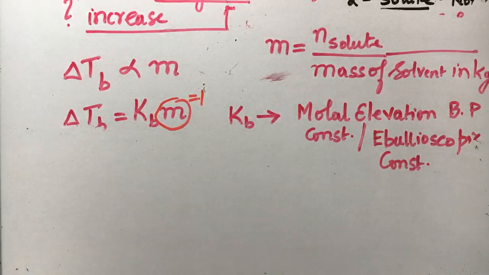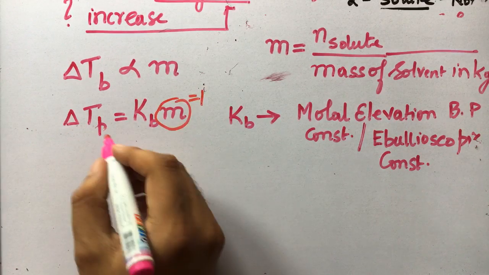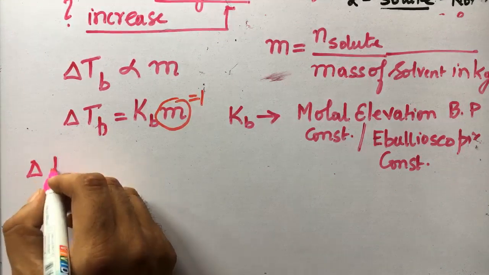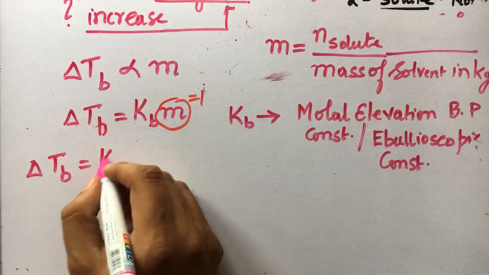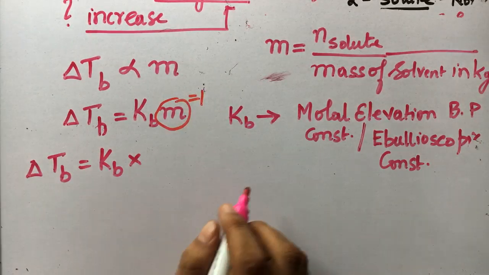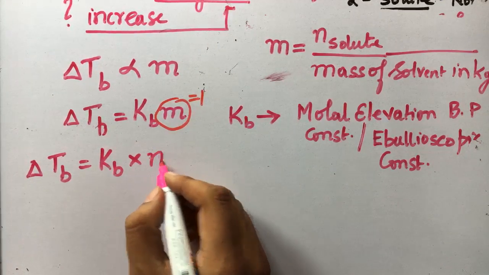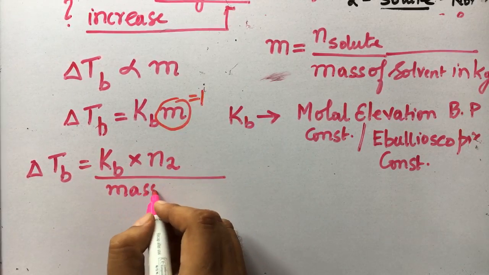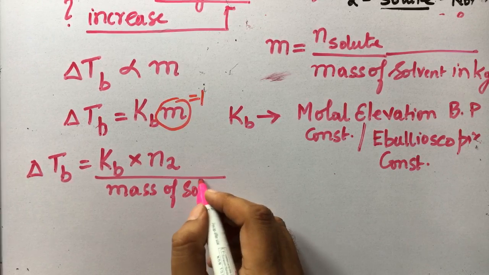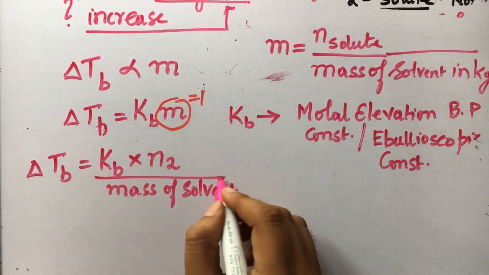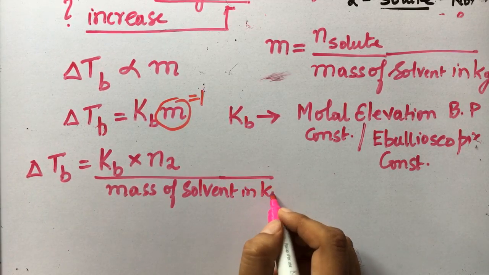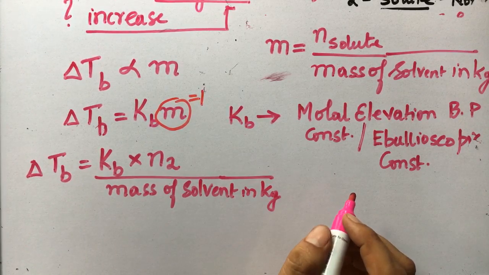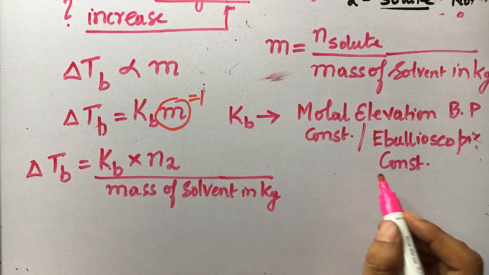Now tell me, students, what is molality? So this delta Tb will be equal to Kb multiplied by molality. What is molality? Number of moles of solute divided by mass of solvent in kg. What does n2 stand for? Number of moles of solute.